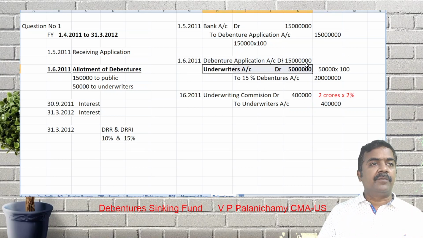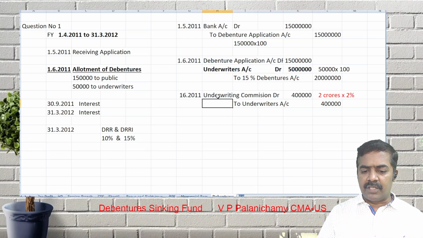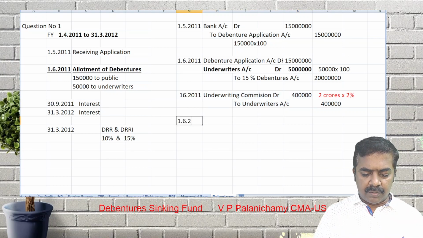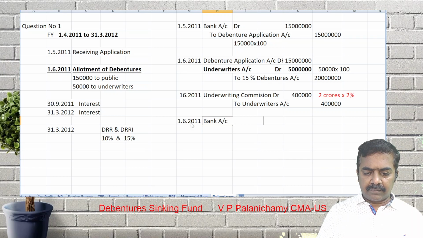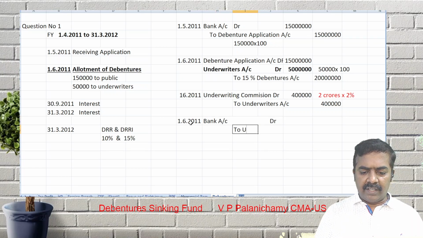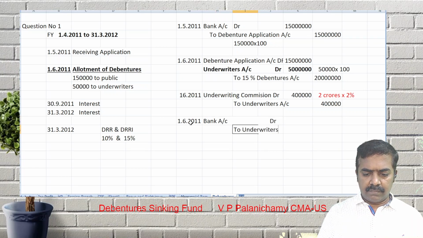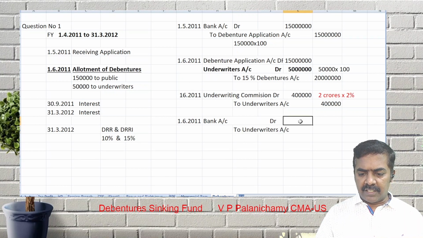Now, wait. How much will you receive from them? Underwriters should pay for the debentures, 50 lakhs. We have to pay the commission, 4 lakhs. So the net amount we will receive on 1/6/2011: bank account debit to underwriters account. 50 lakhs minus 4 lakhs, we will receive 46 lakhs.